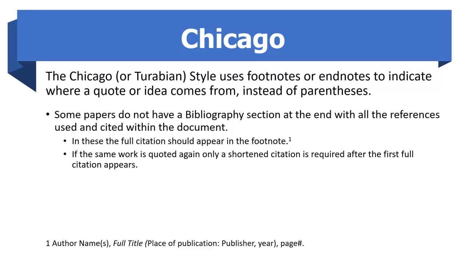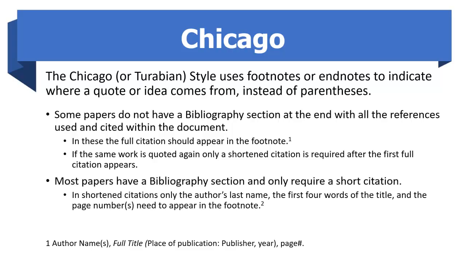on. If the same work is quoted again, only a shortened version of the citation is required after the first full citation appears. Most papers have a bibliography section and only require a short citation throughout. In shortened citations, only the author's last name, the first 4 words of the title, and the page number need to appear in the footnote. The superscript 2 at the end of this sentence corresponds with the 2 at the bottom of the page. Here we find the author's last name, the first 4 words of the title in italics, and the page number the quote was found on.